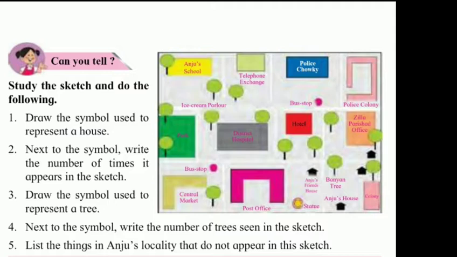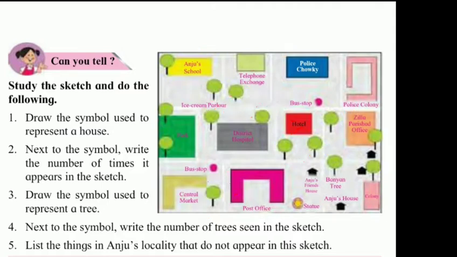Now can you tell? You have to study the sketch and do the following. You have to draw the symbol used to represent a house. Then next to the symbol, write the number of times it appears in the sketch. Now draw the symbol used to represent a tree. Next to the symbol, write the number of trees seen in the sketch.